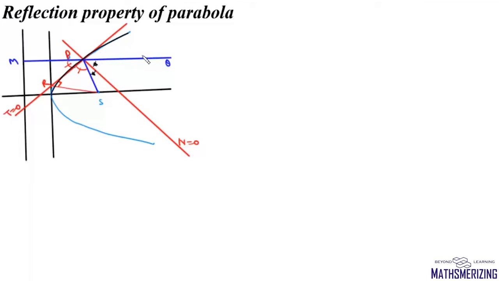So if there is any ray of light which is parallel to the axis of the parabola, it will reflect from the surface and pass through the focus of this parabola. We know that the law of reflection is that the angle of incidence must be equal to the angle of reflection. So any ray traveling parallel to the axis of the parabola will converge at the focus. In the same way, any ray which passes through the focus will become parallel to the axis of the parabola. Now there will be some questions on this reflection property of the parabola.